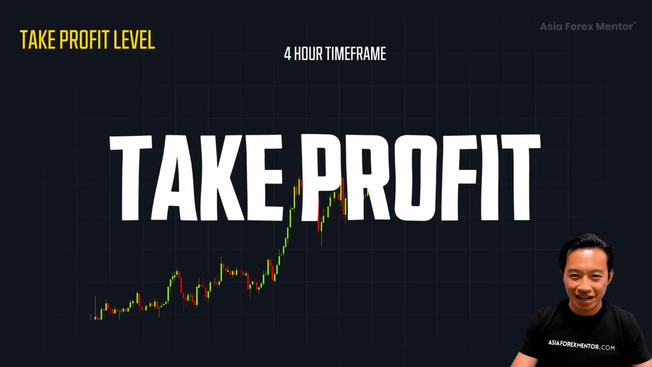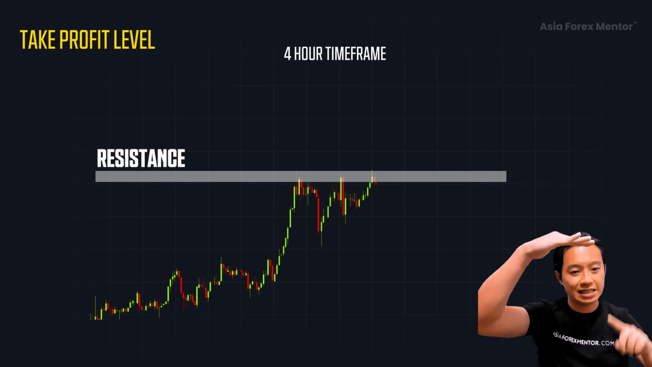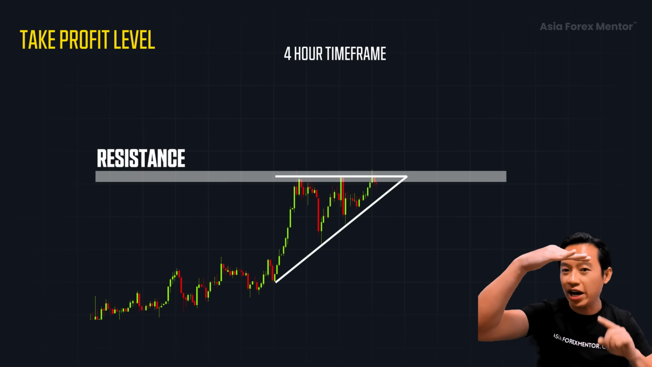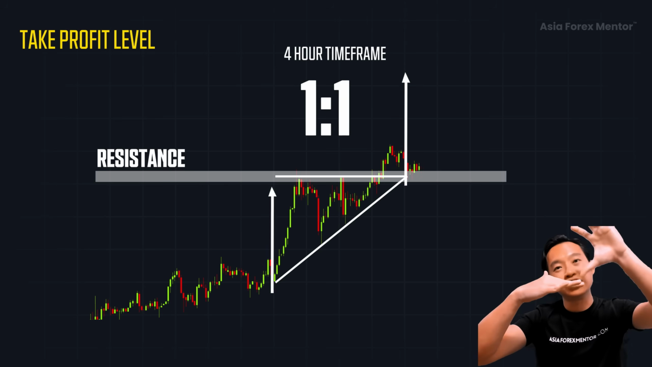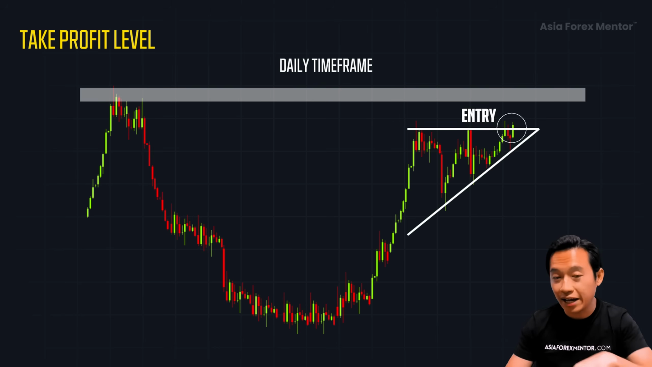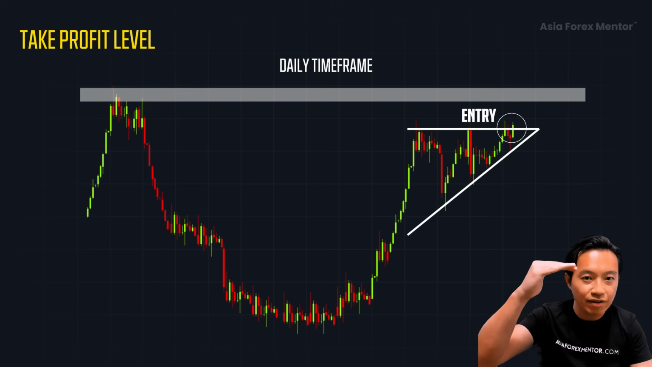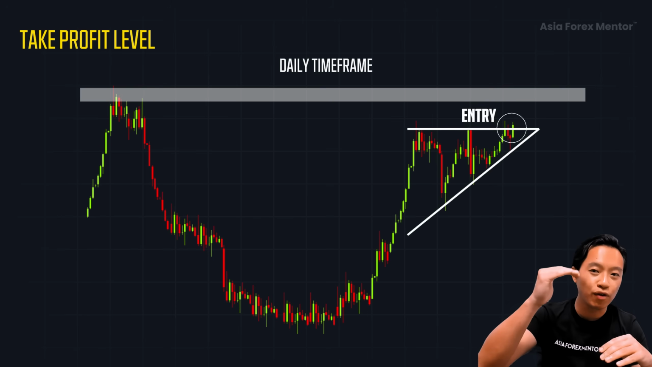Now, for your take profit level, you can measure the distance from the resistance line to the start of the ascending triangle low, right? And then you measure it 1:1. You can cross-check the higher time frame. So jump to a higher time frame and see if there is any key rejection level above it, an ideal spot for your take profit area.